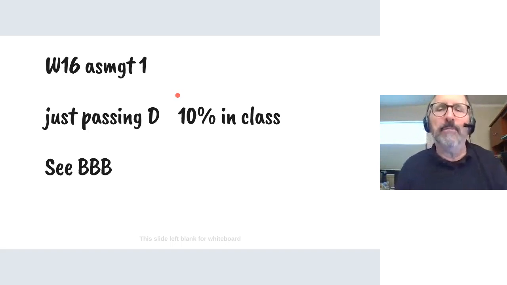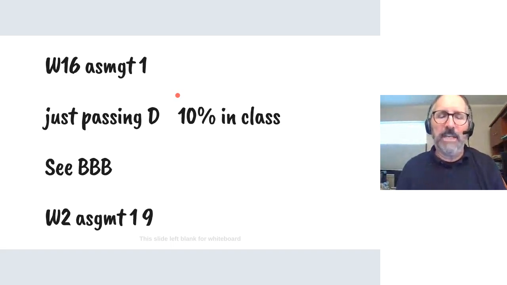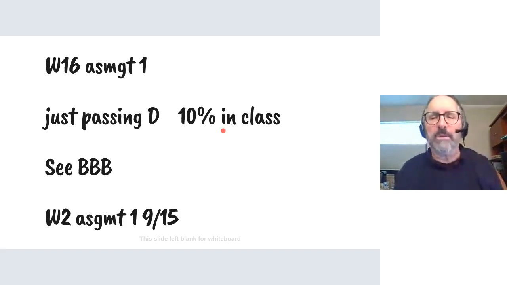Now, if you're in the B and A range, the things that you want to focus on is any assignment that says, let's say W2, assignment 1, and it says 9 out of 15. Fix that, right? Make it 15 out of 15. That'll make sure your grade goes up. Every point counts because they're all about the same. All right, ladies and gentlemen, I'm going to stop talking here and put this on pause.